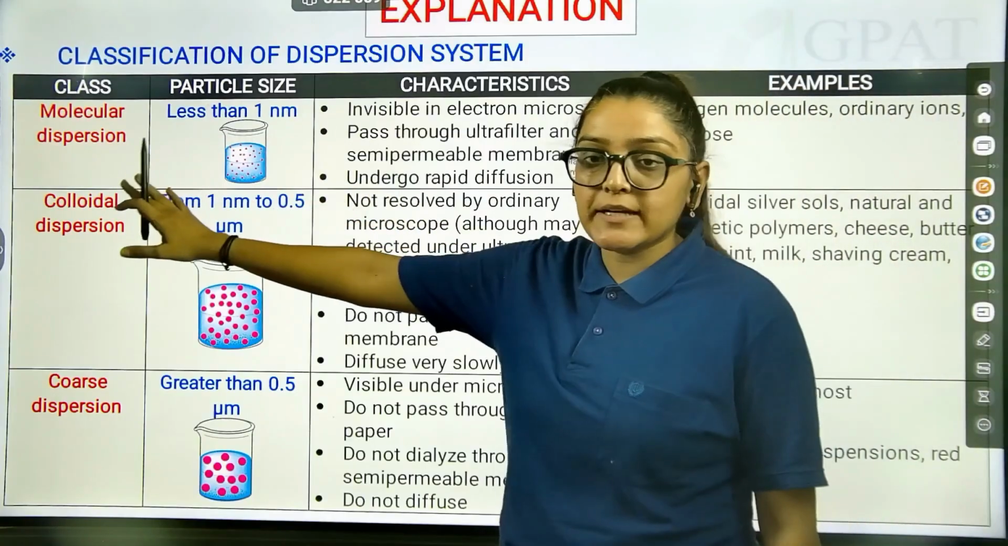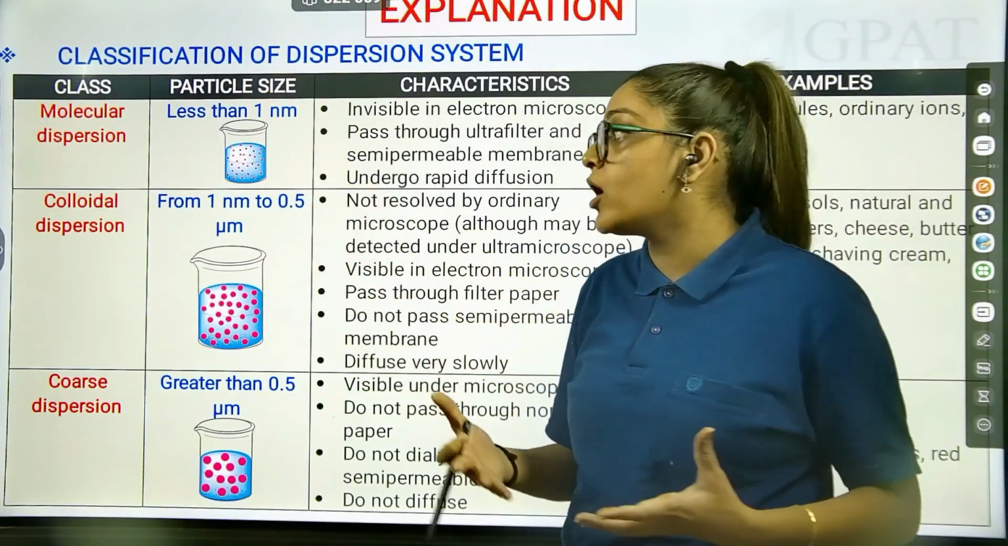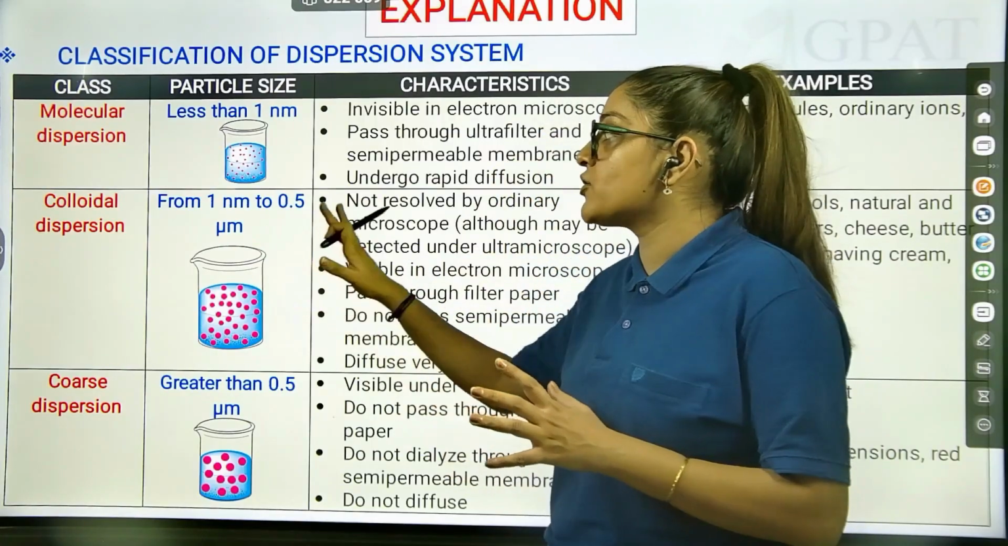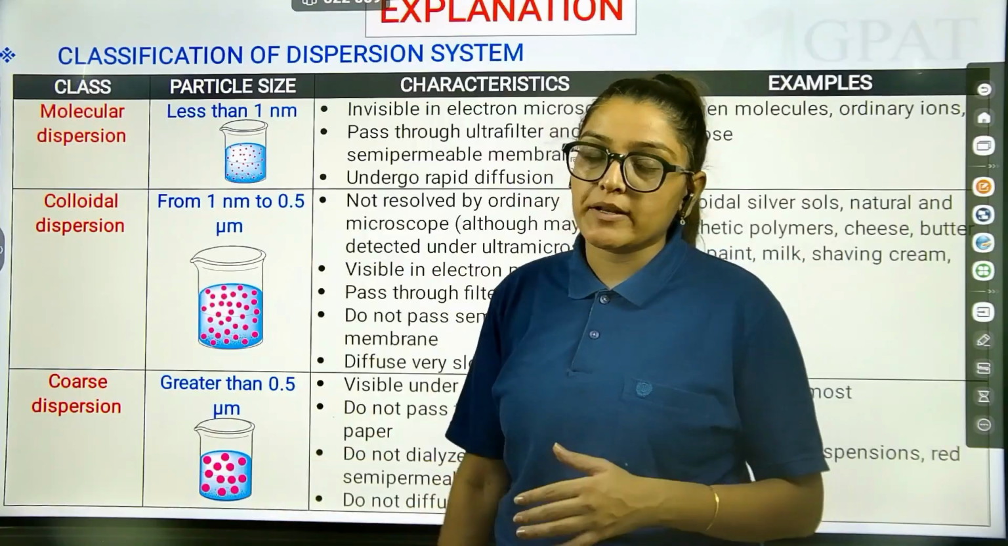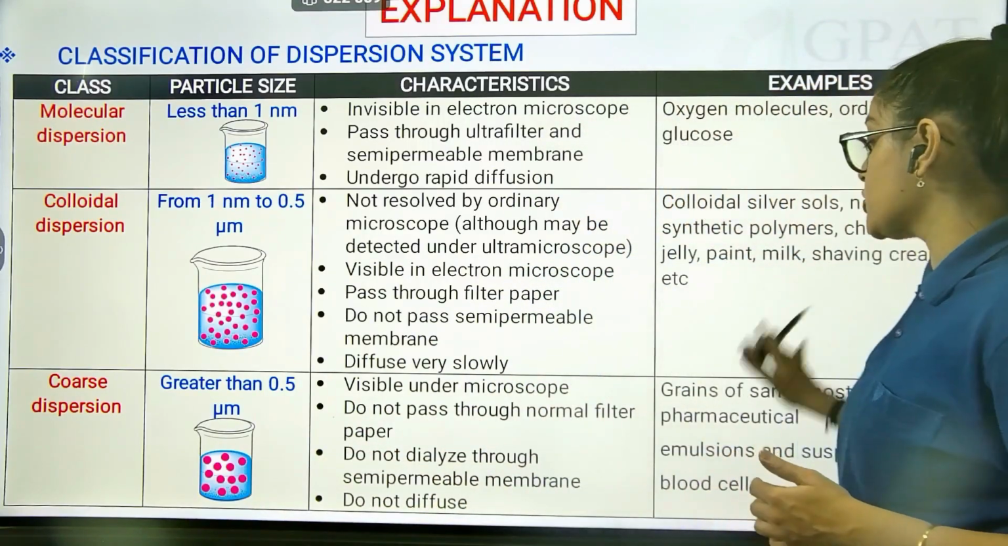So molecular dispersions, they have a size almost around or less than 1 nanometer, which is so small. So we generally call it as true solution. Then we have colloidal dispersions in the range of 1 to 0.5. Above that we call them coarse dispersions, in which the suspensions and emulsions are usually talked about.